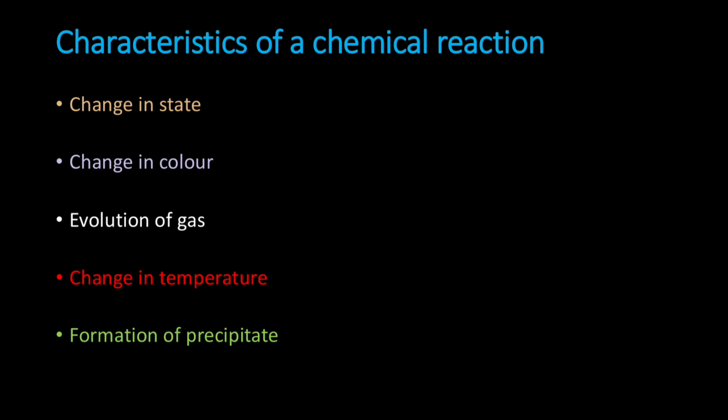Now I've said that if there is any chemical change, definitely there is some chemical reaction taking place, right? That is the process through which the chemical change happened. But how do you trust that? You need some visible evidence to say that there is some chemical reaction occurring here. So that is the reason why we need to study these characteristics of chemical reaction, through which you can understand that a chemical reaction is occurring.